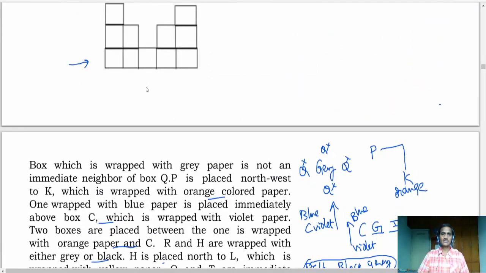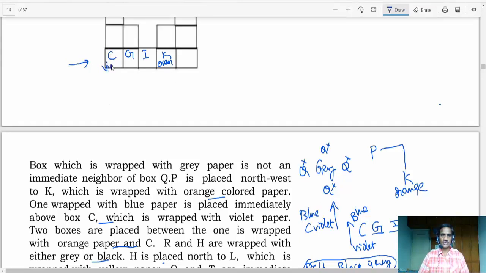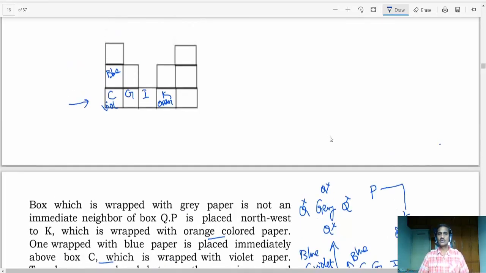C, G, I, K, with K orange. C is violet and this must be blue. Q and T are immediate neighbors to each other, and at the same time they are neither blue nor orange. So Q and T must be together: if Q is here, T is here, and if Q is here, T is here.